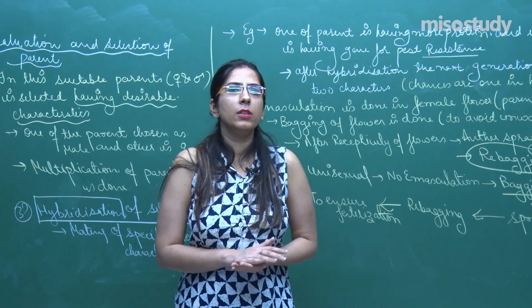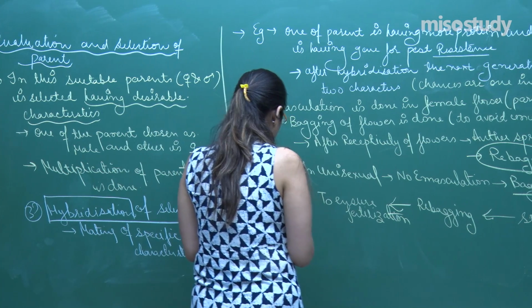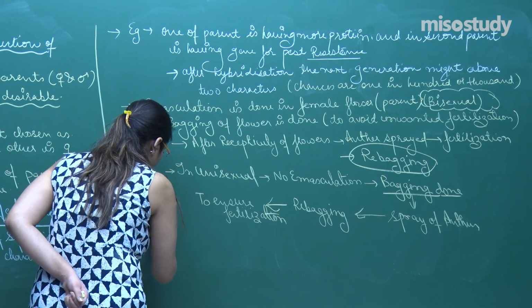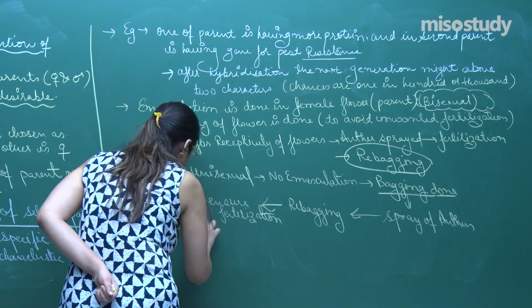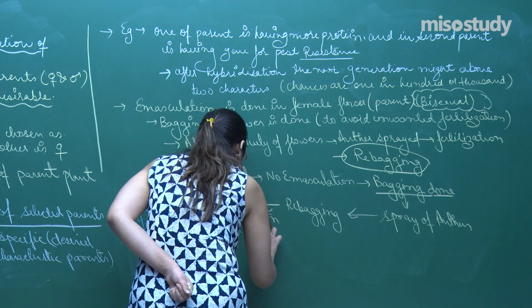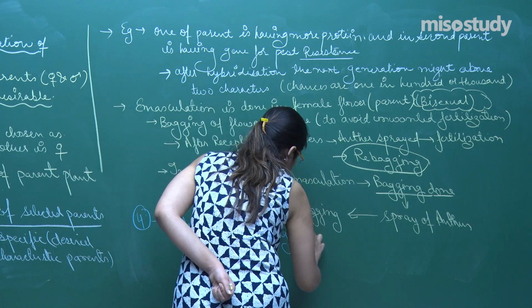Now let's talk about the next one, the fourth one. That means selection and testing of superior recombinants.